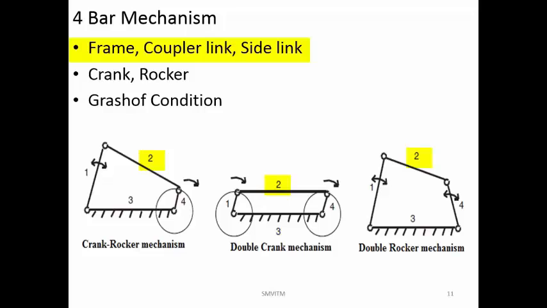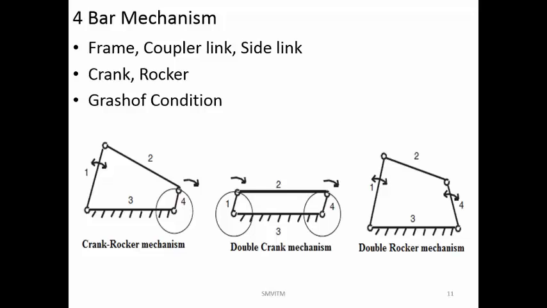Whatever member is present opposite to the fixed member is called the coupler link. In this particular figure, link number 3 is the frame. Link number 2, which is opposite to the frame, is the coupler link. So in all the 3 figures, link number 2 is a coupler link. Whatever link is attached between the coupler link and the frame is called a side link. So link number 1 and link number 4 are the side links. So you have 2 side links, 1 frame, and 1 coupler link. In most cases, all the fixed points are considered as one single frame.